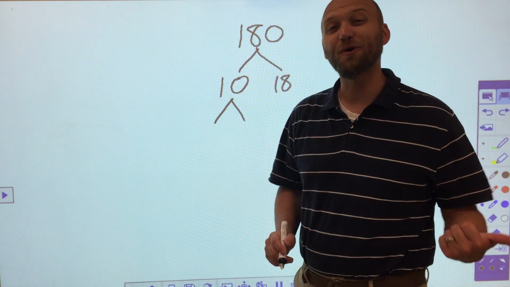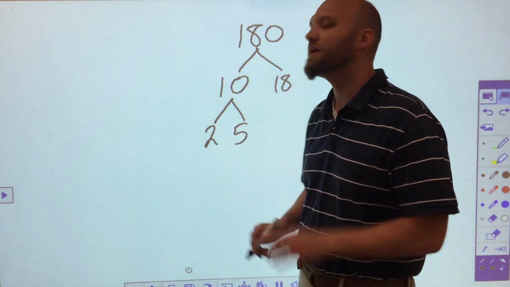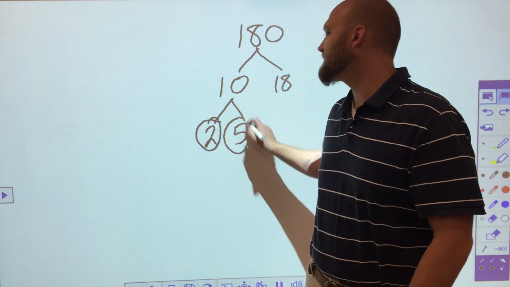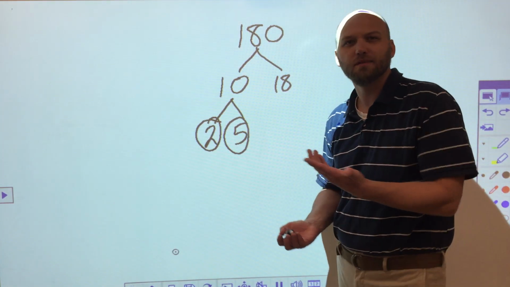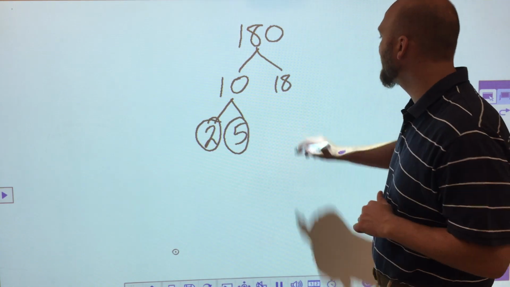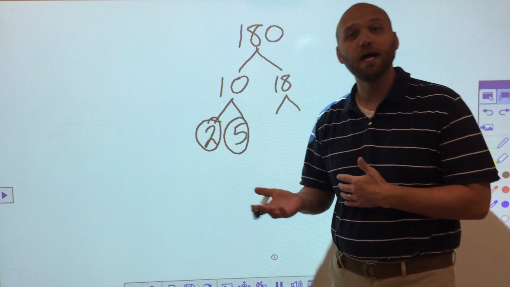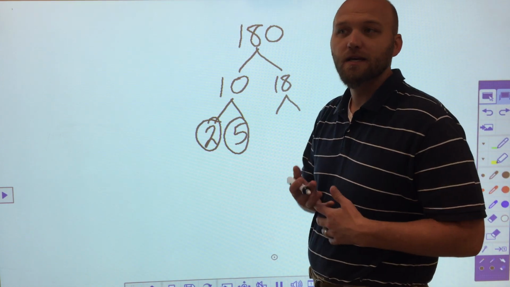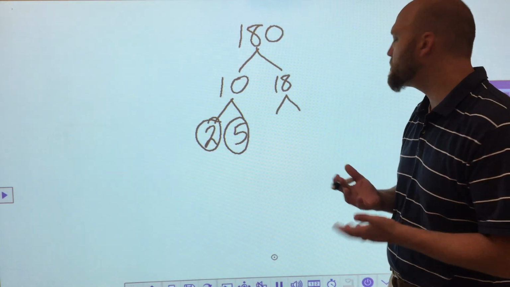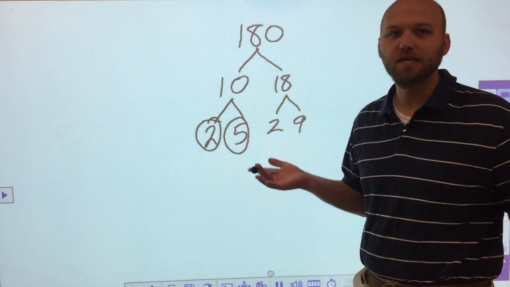10, as we saw originally, breaks down into two prime numbers, 2 and 5. And when I get to a prime number in a factor tree, I like to circle it. It just reminds me that I have a prime number here. 2 and 5, I'm done with 10. I don't have to do anything else. 18, let's break that down. Well, I could break it down into 2 and 9, or I could break it down into 3 and 6. Let's try it with 2 and 9.